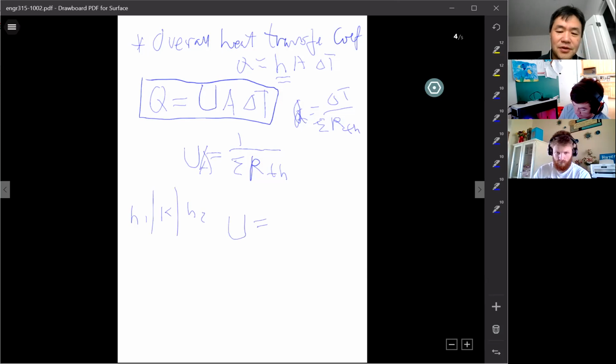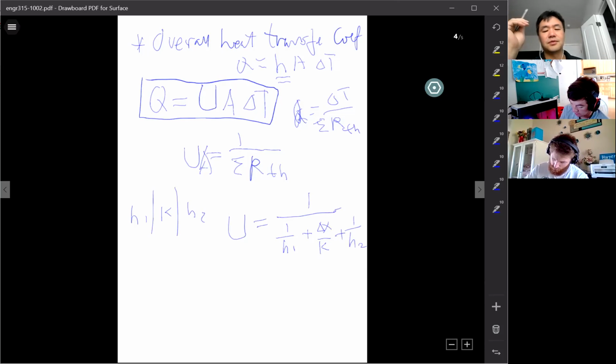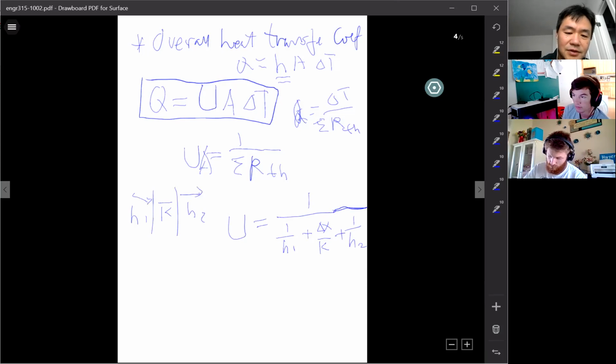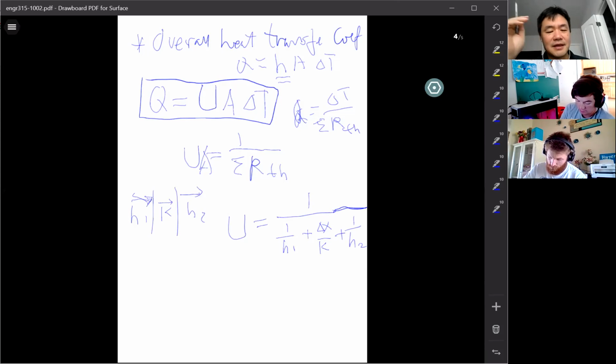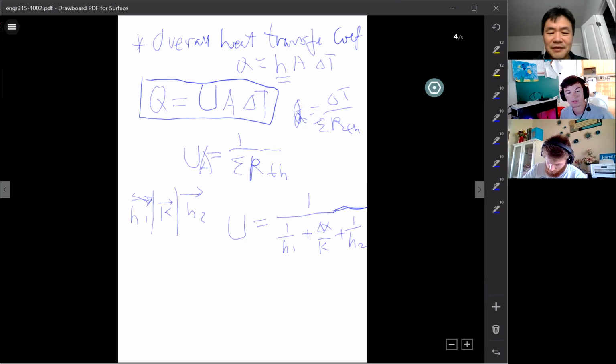Actually it equals 1 over H1. Notice, it was supposed to be H1A, right? Now it's just 1 over H1. Then it's delta X over K plus 1 over H2. So this is the material, and this is the heat transfer direction. You have air, you have material, and then you have air again. So notice now, in the denominator, you don't have an area.